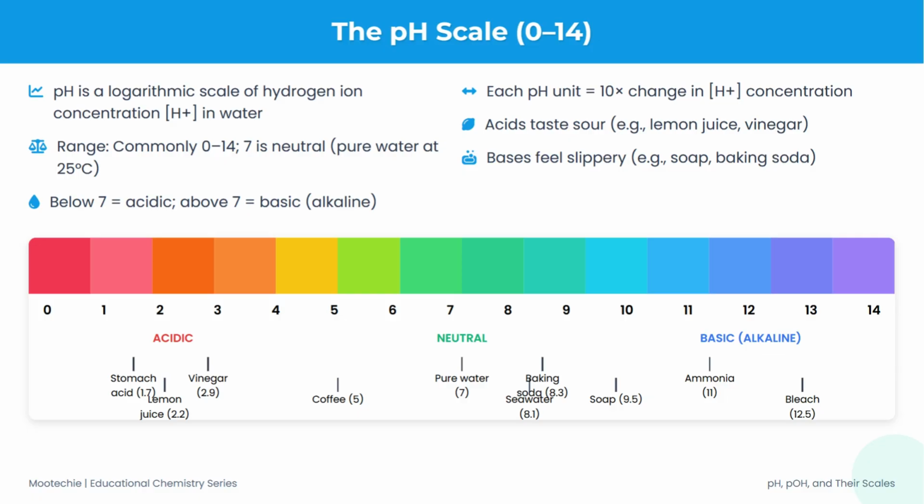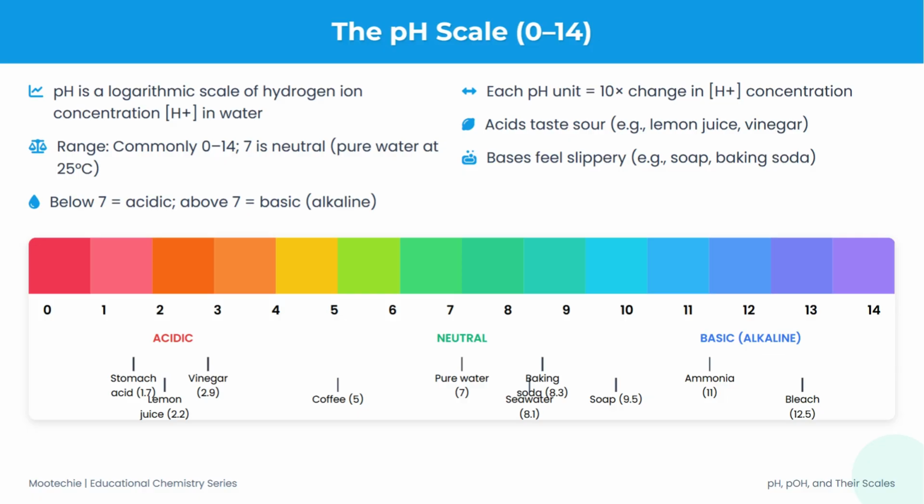At the very low acidic end, around pH 1, we have stomach acid. Around pH 3, we find vinegar. Coffee is a weak acid, sitting around pH 5. Right in the middle, at pH 7, we have pure water. Moving into the basic range, baking soda has a pH around 8. Soap is around 9 or 10. Ammonia is about 11, and strong bleach can be around pH 12.5.